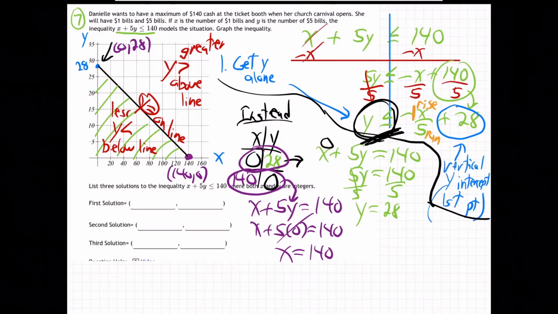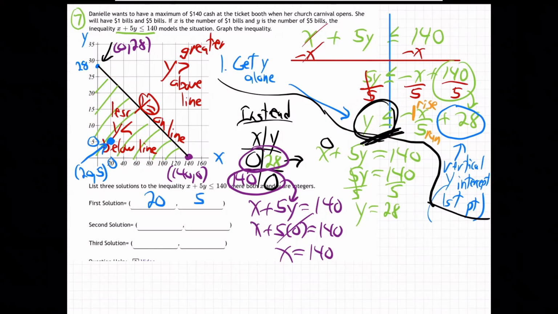So I'm just going to do something easy. Like how about right here? Here's a point that's clearly in the shaded zone. What are the coordinates of that point? Well, that point right there looks like it's over 20, up 5, right? Over 20, up 5. So I'll put in 20, 5.